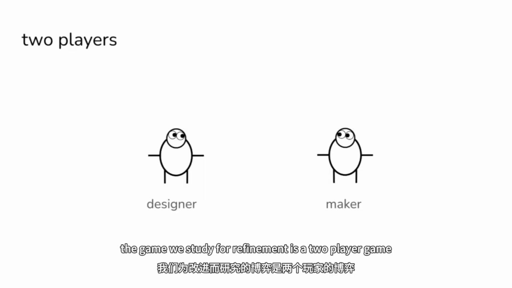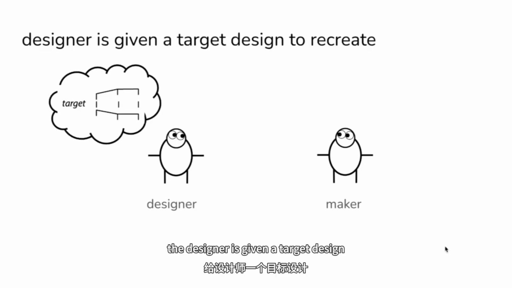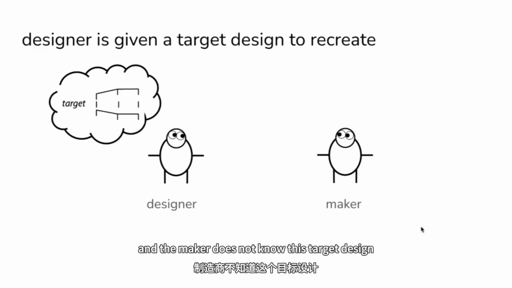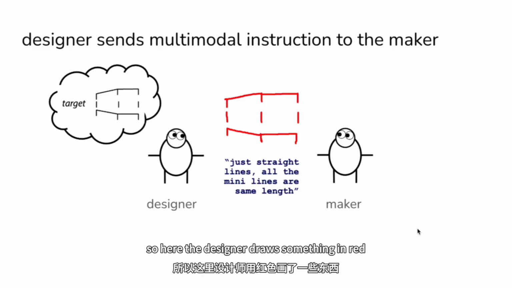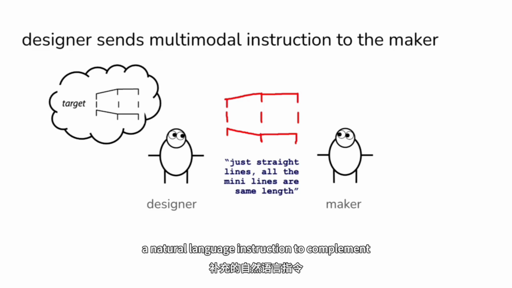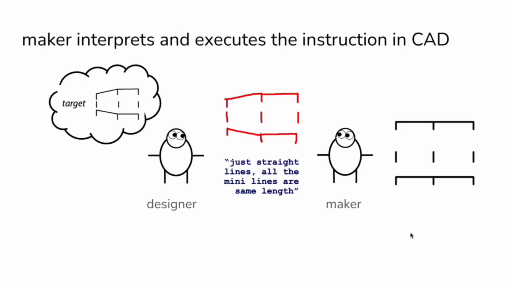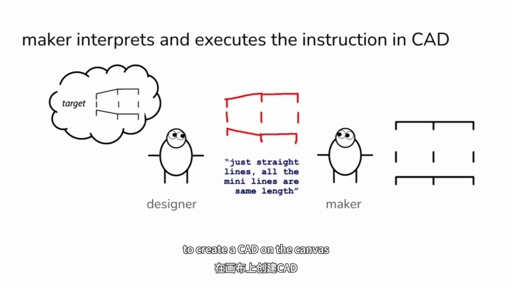The game we study for refinement is a two-player game. There is a designer and there is a maker. The designer is given a target design that only the designer knows, and the maker does not know this target design. The designer will give multimodal instructions to the maker. So here the designer draws something in red, and they also add a natural language instruction to complement. Here they say, just straight lines, all the mini lines are the same length. The maker takes this multimodal instruction and executes it to create a CAD on the canvas.